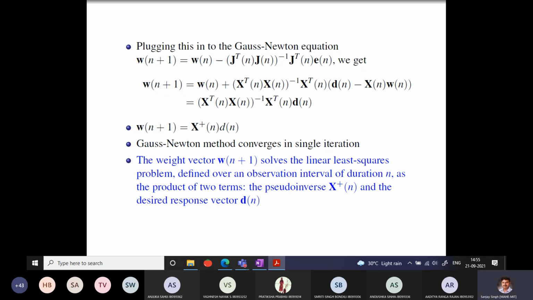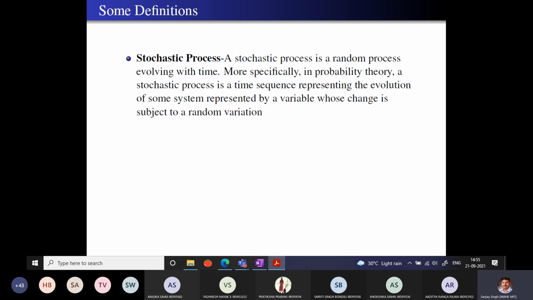So here it is given like this. The weight vector solves the linear least square problem, defined over an observation interval or duration n, as a product of two terms, that is the pseudo inverse of X(n+1) and the desired response vector dn. Just the product of two and you get this. You don't have to go for an iterative approach.